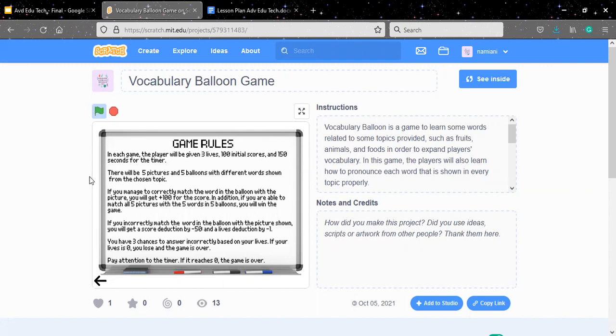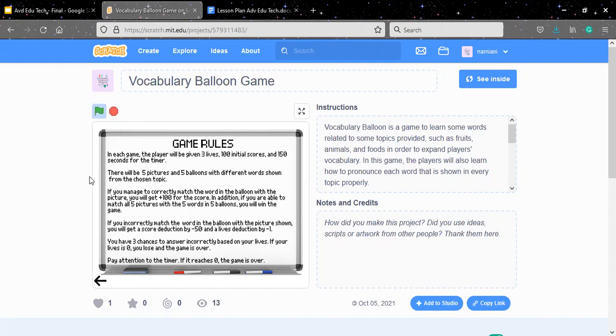And there will be 5 pictures and 5 balloons with different words shown from the chosen topic. For example, if they choose the animal topic, there will be 5 pictures, and then there will be 5 balloons with different words. The player or the student needs to correctly match the word in the balloon with the picture. If they correctly match the word with the picture, they will get 100 for the score. It serves as feedback because they correctly matched the word with the picture.